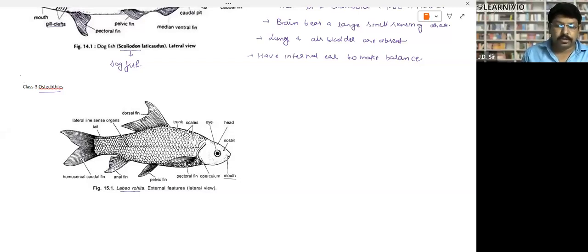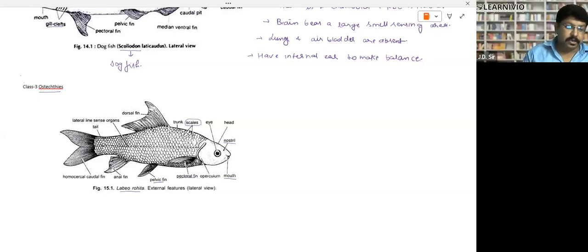It has a mouth. Nostrils are present over there. Head, eye. Scales are present, which were almost absent or very small in the shark. Trunk is there. They have paired fins like pectoral fins. So this side is the pectoral fin, and that side will also have a pectoral fin.